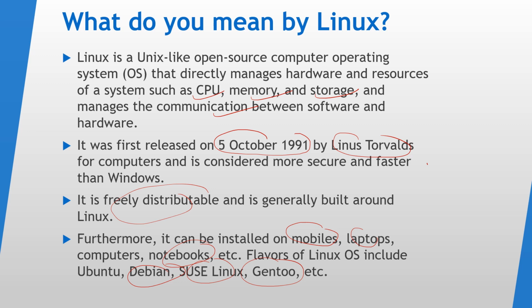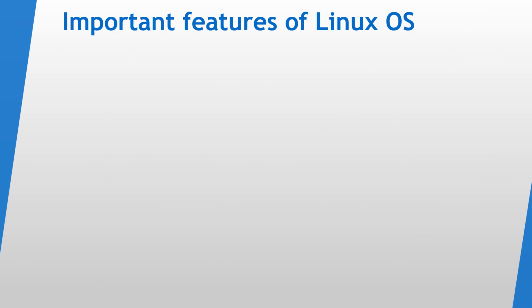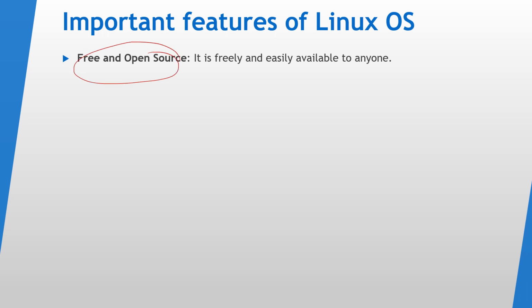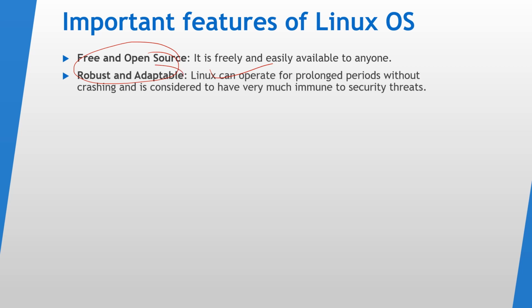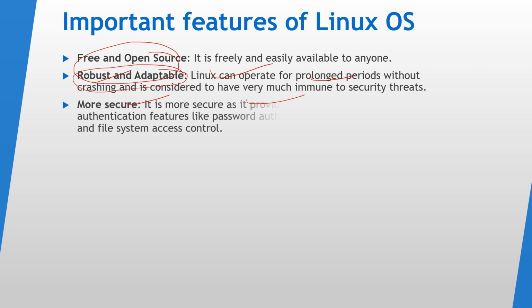So let's see our next question. So what are important features of Linux operating system? Okay, so first of all, it is free and open source. It is freely available and easily available to everyone. Then it is robust and adaptable. It is robust. Linux can operate for prolonged periods without crashing and is considered to be very much immune to security threats. Like we can use it for many days without restarting it.